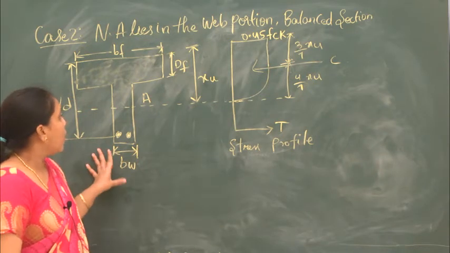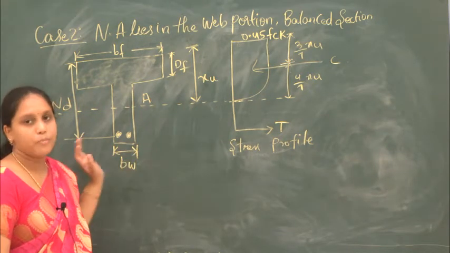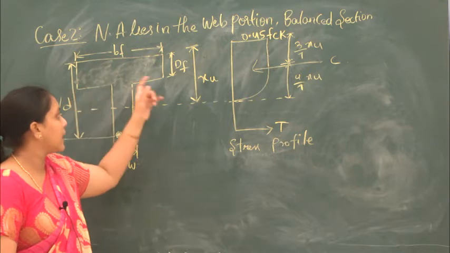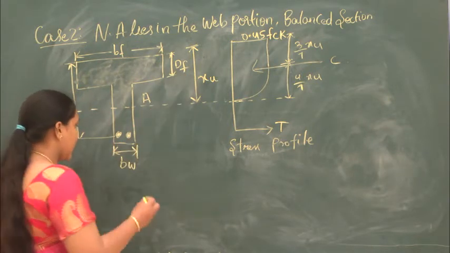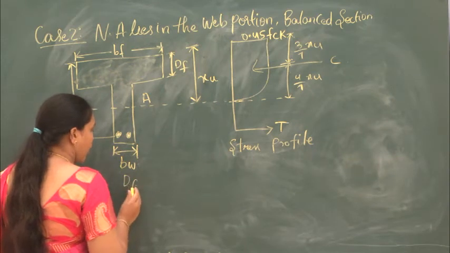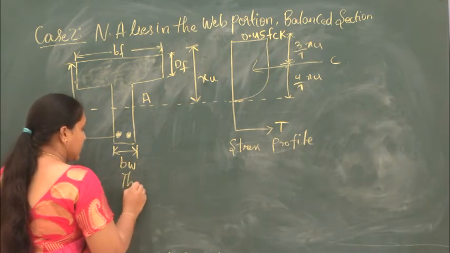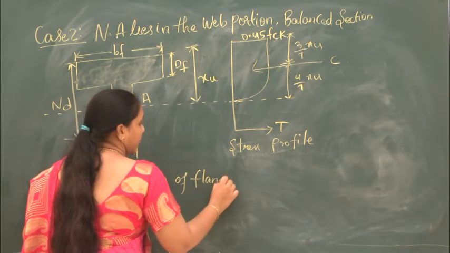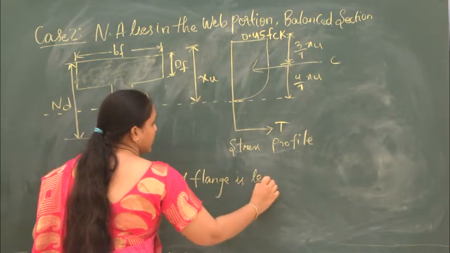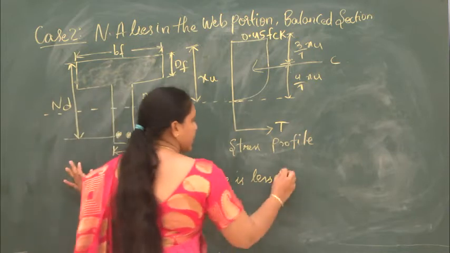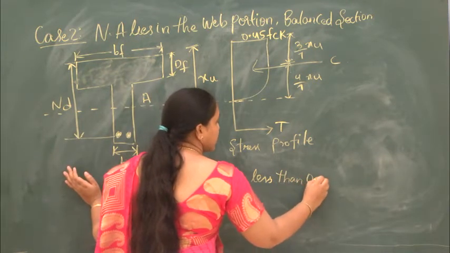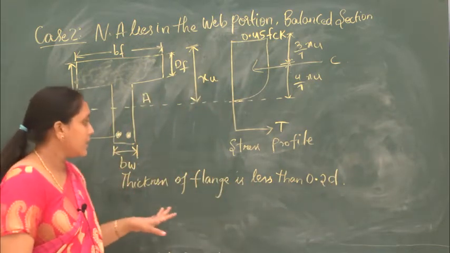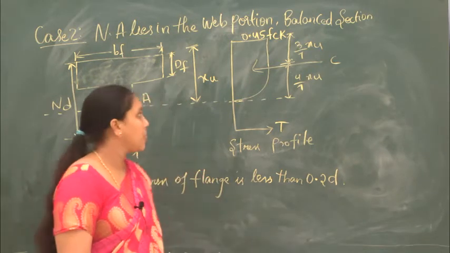Now, the neutral axis is lying in the web portion. So if the thickness of this particular flange, that is, the value of df or the thickness of flange, is less than 0.2 d. Now let us see first how we got the 0.2 d.